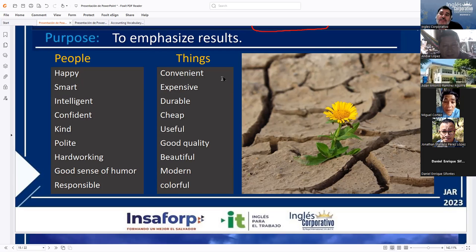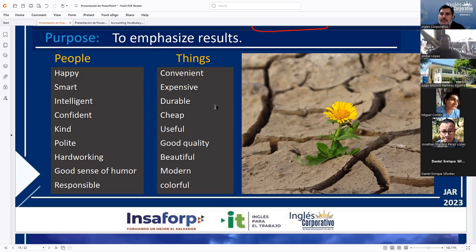The things: convenient, expensive, durable, cheap, useful, good quality, beautiful, modern, colorful. Okay, so expensive that, so convenient that, so cheap that.